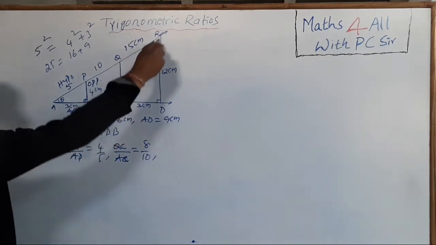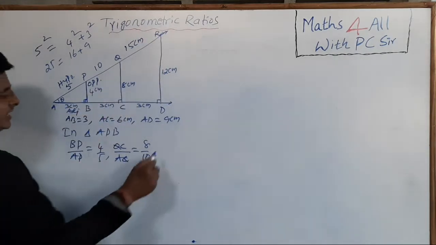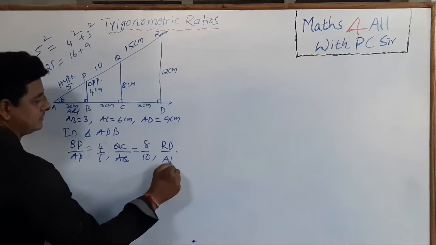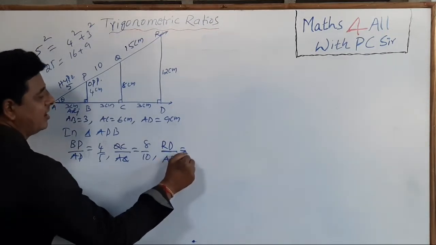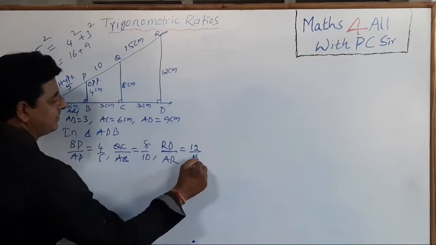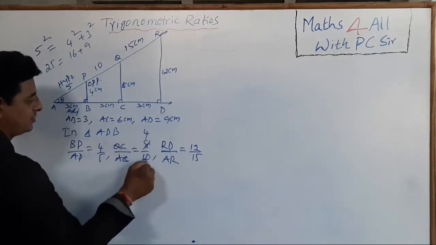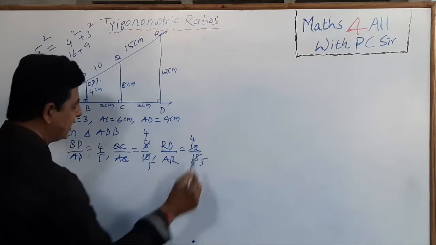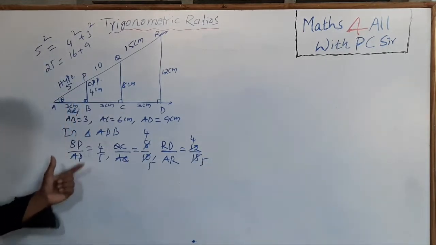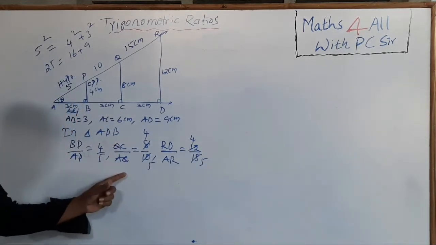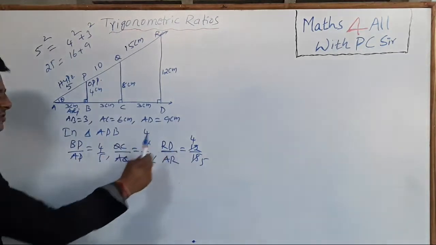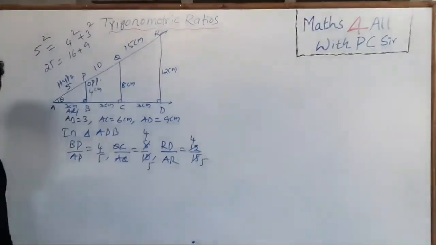As well as in triangle ARD, that is RD by AR, how much? 12 by 15. You see here, 2 4s are 8, 2 5s are 10, and 3 4s are 12, 3 5s are 15. So BP by AP is 4 by 5, QC by AQ is 4 by 5, RD by AR is also 4 by 5. All the ratios are equal, just 4 by 5.